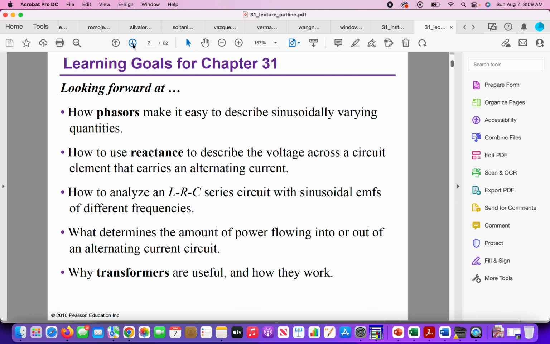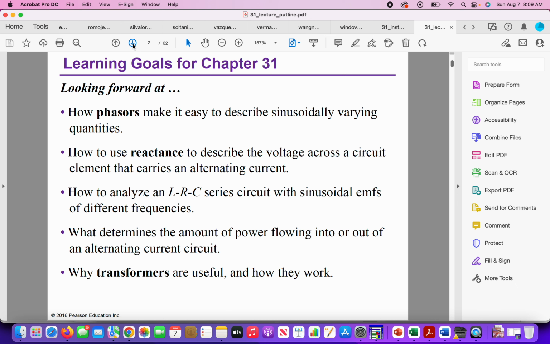And I will say phasors simply, they are quantities that are really changing, like they have a sine or cosine, and we want to add them. Then it's basically like adding vectors representing sinusoidal functions. And we're going to see how this is going to be done. How to use reactance to describe the voltage across a circuit element that carries an alternating current.